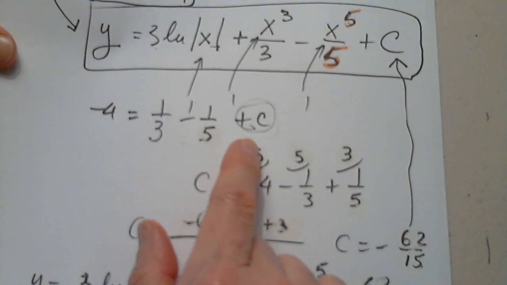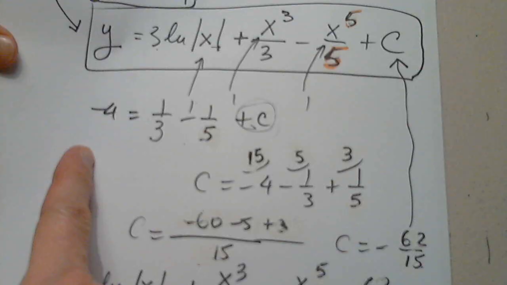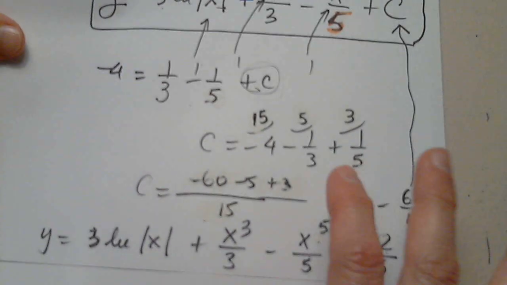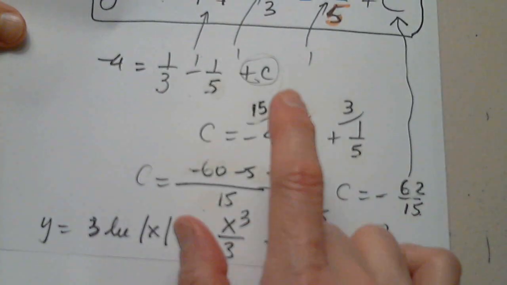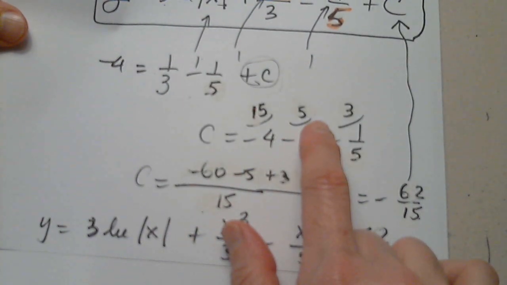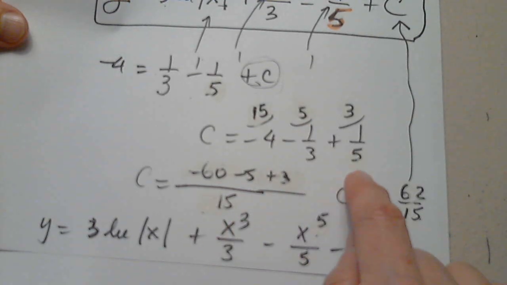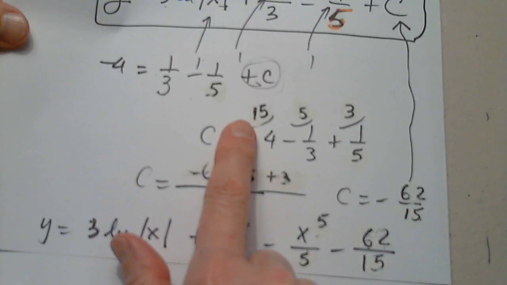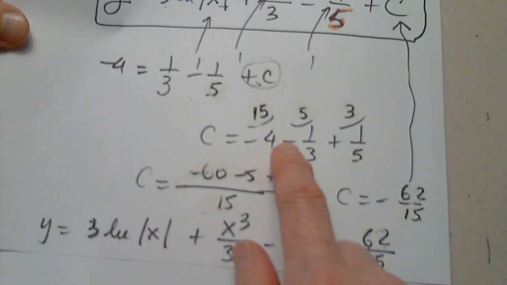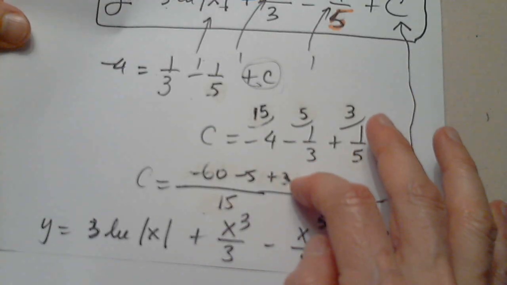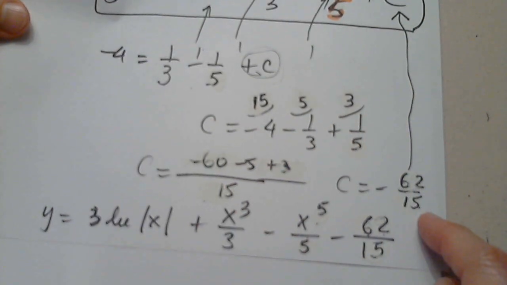Okay, so in order to find c, I moved 1/3 to the other side and negative 1/5 to the other side. The least common denominator is 15. I have to multiply negative 4 by 15, multiply negative 1 by 5, and positive 1 by 3. So 4 times 15 is 60 with minus in front, and negative 5, and then plus 3. Negative 5 plus 3 is negative 2, negative 62 over 15.